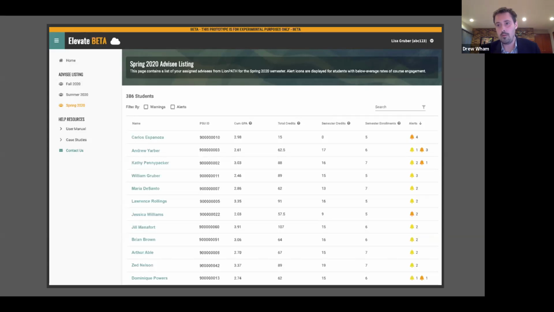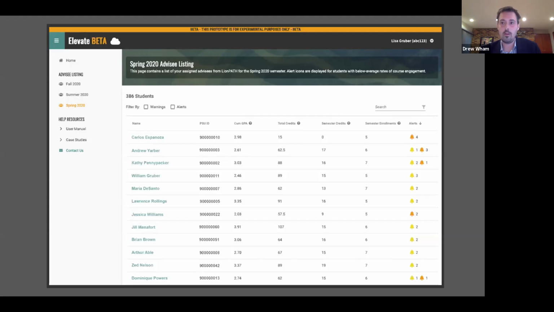But the important thing here is on the far right side, where we have warnings in yellow and alerts in orange. And here we're able to sort by that, so we're able to quickly identify students that have high numbers of alerts and warnings that we might need to then look further into to see exactly what the context for those alerts and warnings are.